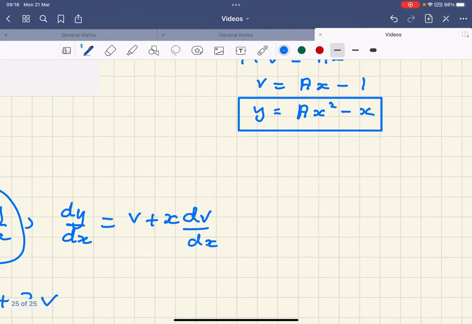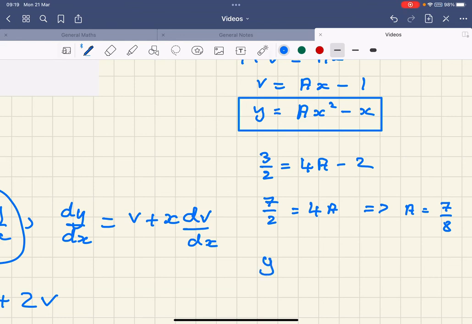But they want us to find a particular solution, and that gave me the values of y is 3 over 2 when x is 2. So 2 squared is obviously 4, take away 2. Let's add 2 to both sides. So a is 7 over 8. And then my solution becomes y equals 7 over 8 x squared minus x. And there's my particular solution.